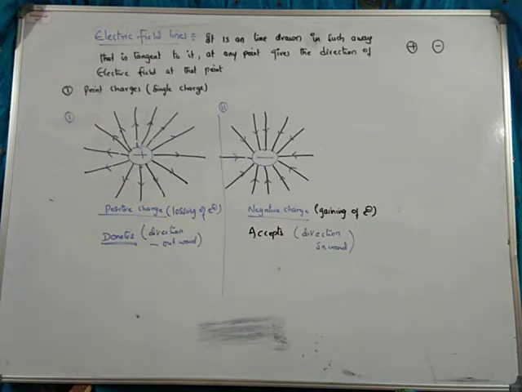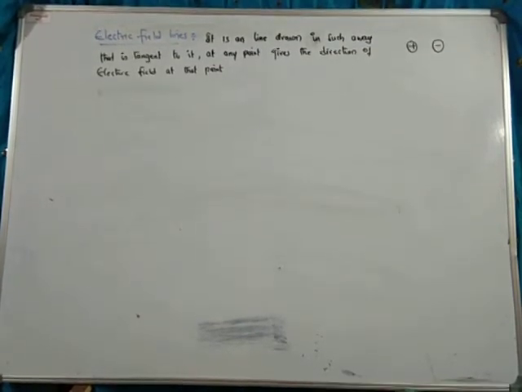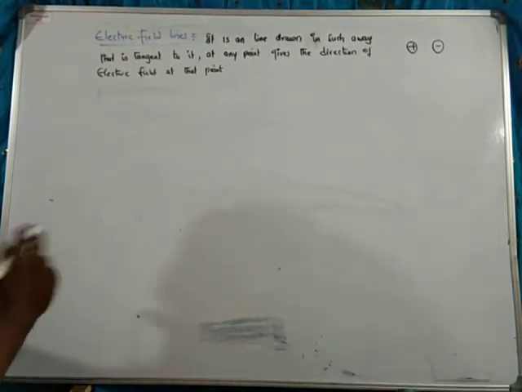So whenever we have a positive charge or negative charge individually, that is a single charge or point charge, it will radiate energy. But a positive charge will donate, meaning it comes in the outward direction. A negative charge will accept, meaning it becomes the inward direction. So we completed the first one, point charge. In that we have two types.